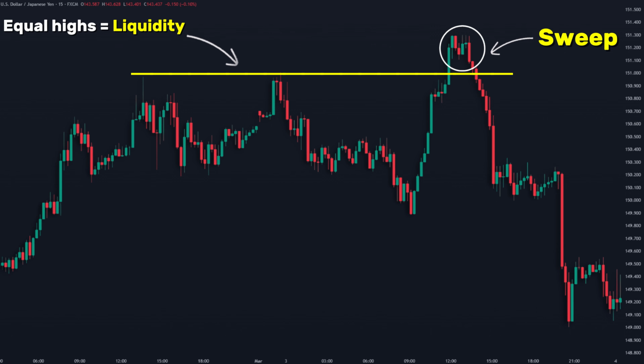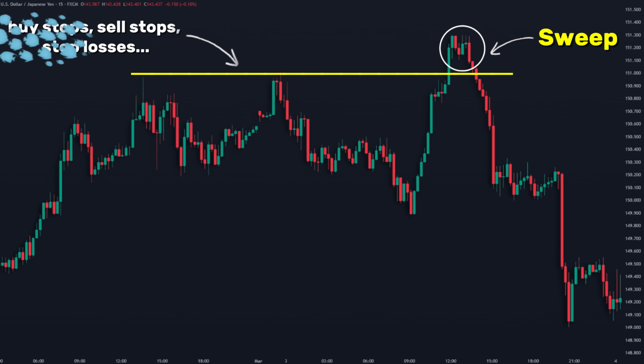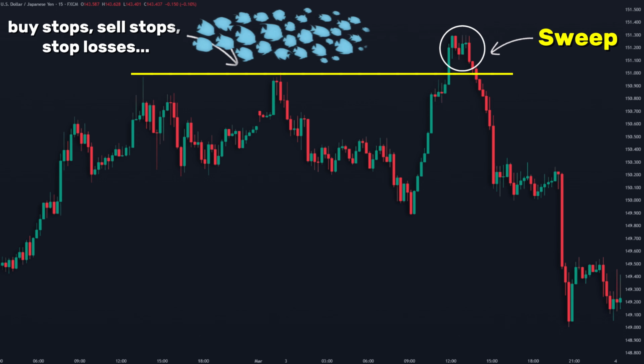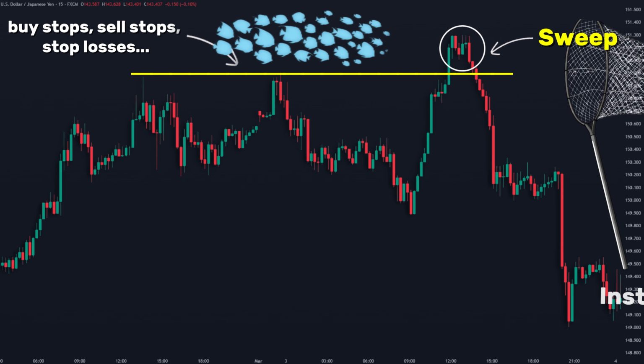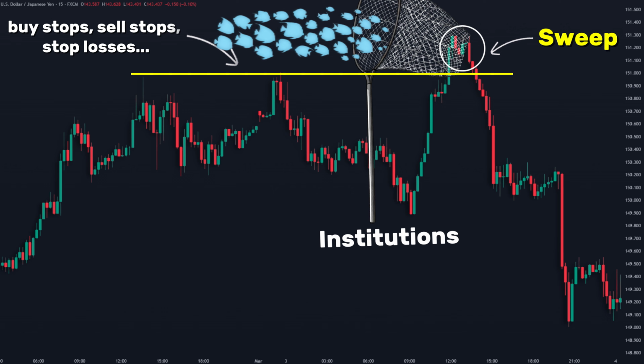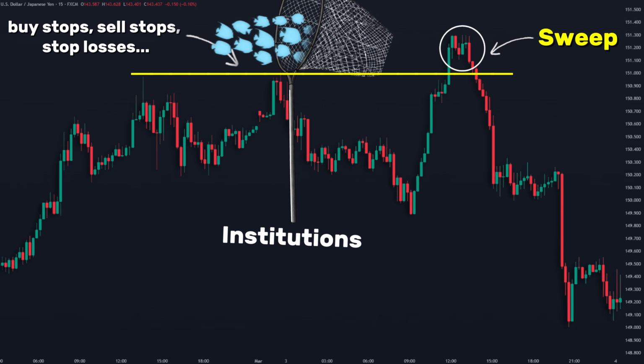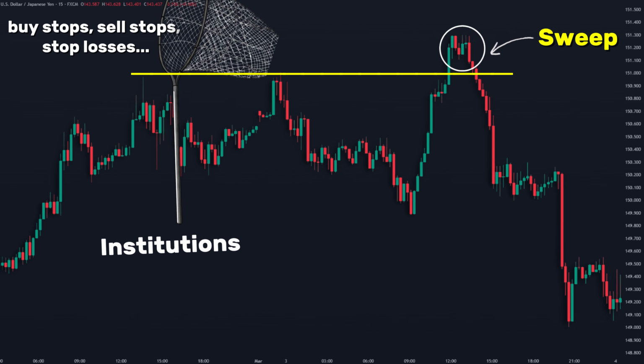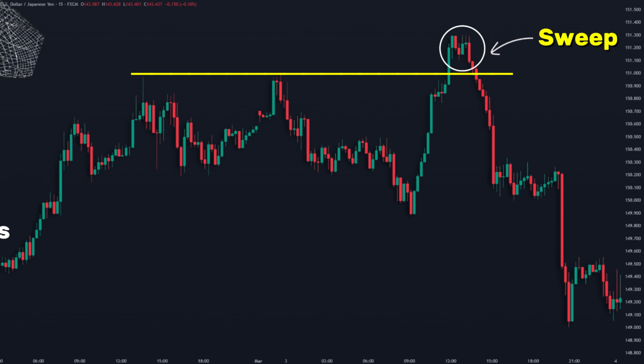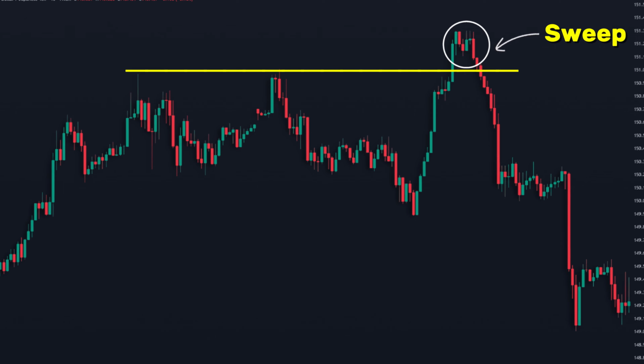So, what exactly is liquidity in trading? In simple terms, liquidity refers to where orders are sitting. These orders include buy stops, sell stops, and stop losses. Now, why should we care about all of this? The thing is, the market needs liquidity. Big players, banks, institutions, and hedge fund managers, they have a huge problem. They need massive amounts of orders to fill their positions, but they can't reveal their hand too early by just smashing market orders. Instead, they need to find areas where lots of opposite orders are waiting.